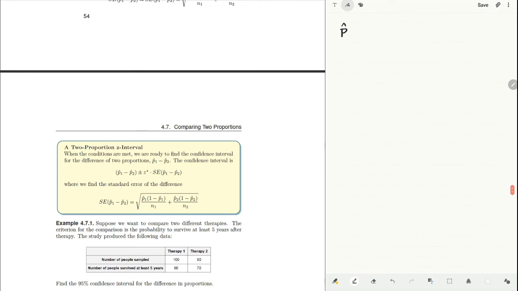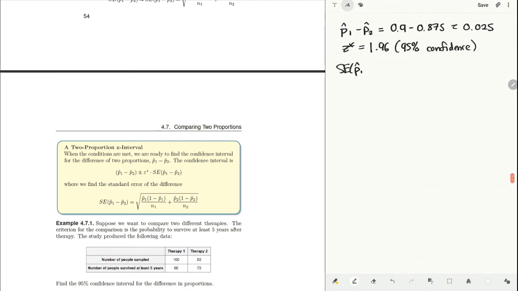So first we need the difference between the sample proportions, p1 hat minus p2 hat. That's 0.9 minus 0.875, which is 0.025. The critical value for 95% confidence is 1.96. And the standard error for the difference between P1 and P2 is given by the square root formula.